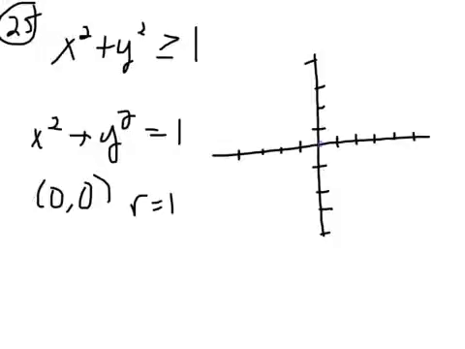So we put our 0, 0. We have a radius of 1. That just means it goes 1 to the left, 1 to the right, 1 up, 1 down is how we can graph it, okay? So generally, there's my graph. I did miss a point or two.